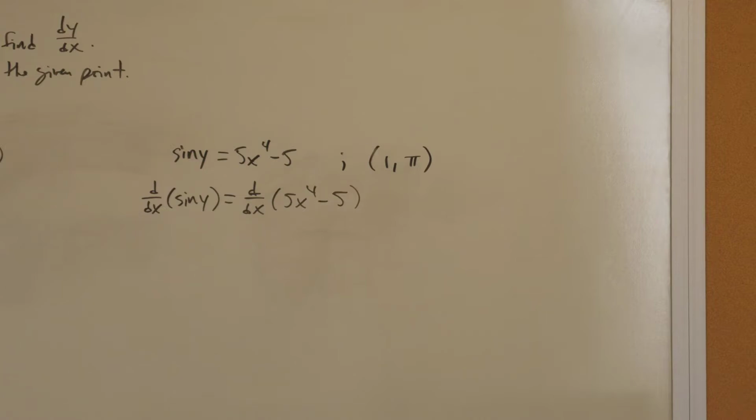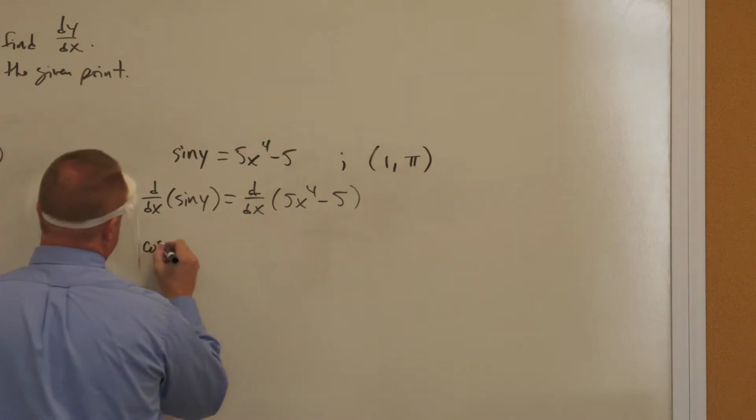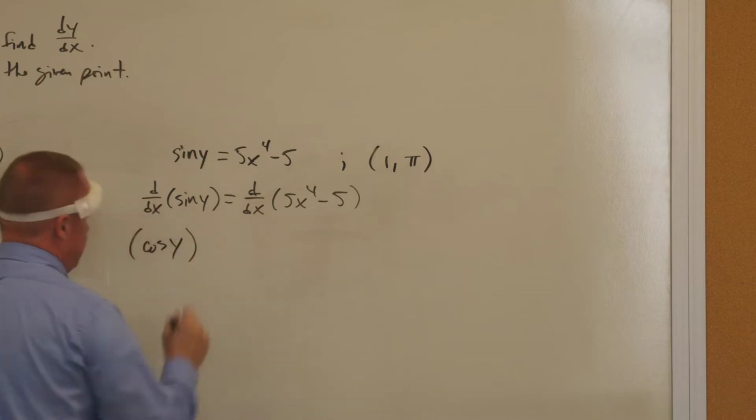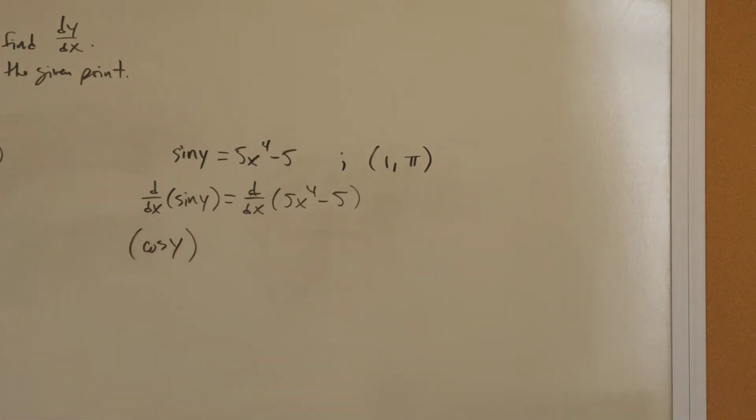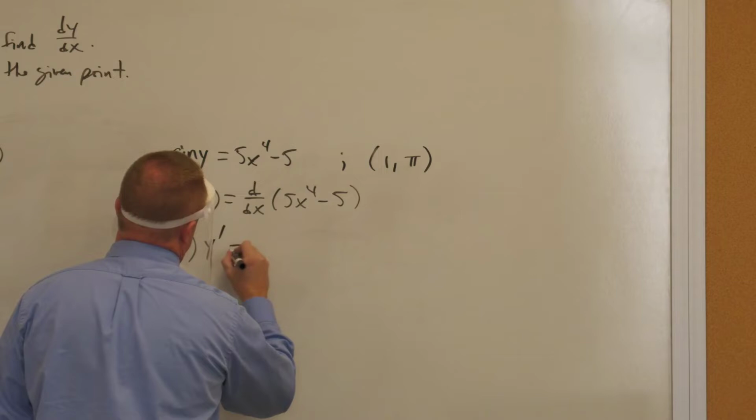And I'll use the prime notation on this one. We won't use dy dx. So on the left, if I take the derivative of sine y, notice the big outside function is sine, and the inside function is y. So what is the derivative of sine? Cosine. So I've got cosine y, and I have to multiply times the derivative of the inside. The derivative of y with respect to x is dy dx, or you can write it y prime, and we'll write y prime on this one.